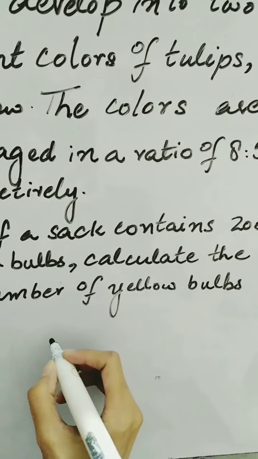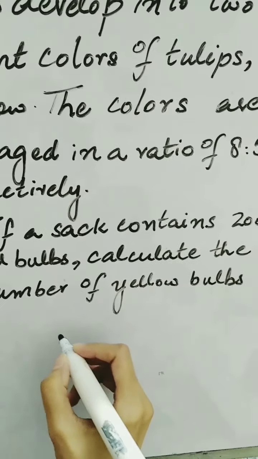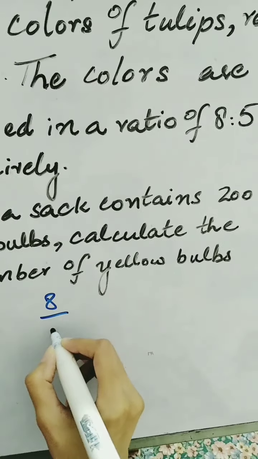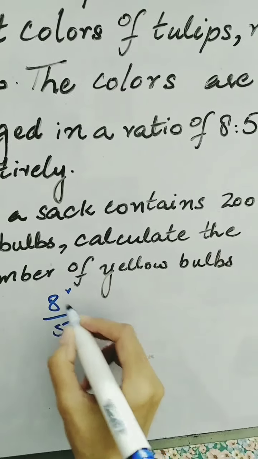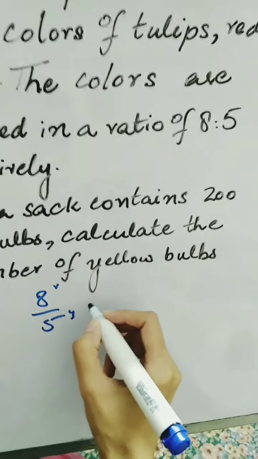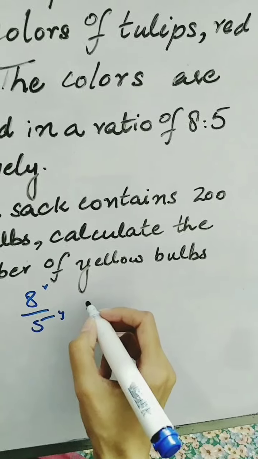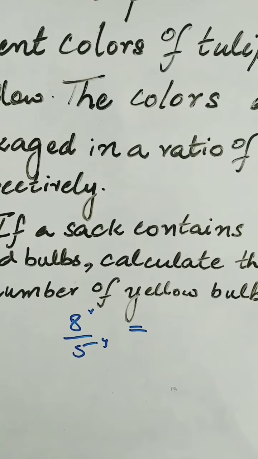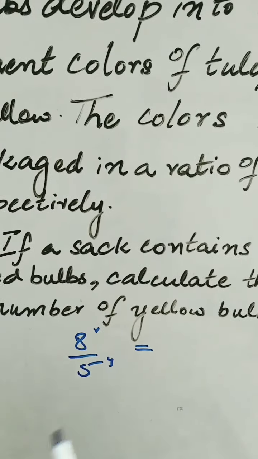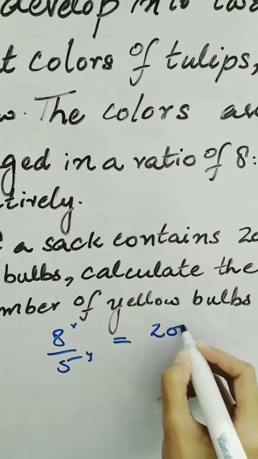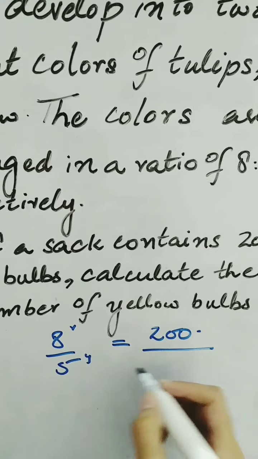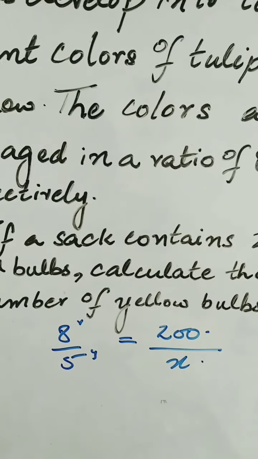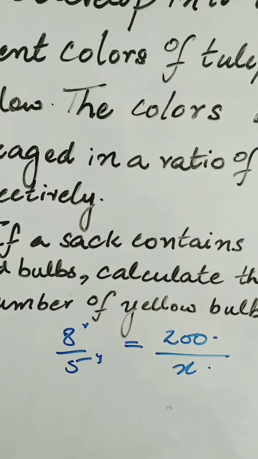So we know that the ratio of the bulbs is 8/5. 8 is for red and 5 is for yellow. So we know that we have 200 red bulbs. Then how many of the yellow bulbs will we have? We don't know, but we know the ratio. So we have equated the terms in this way.